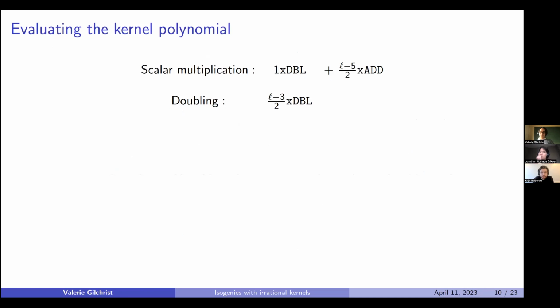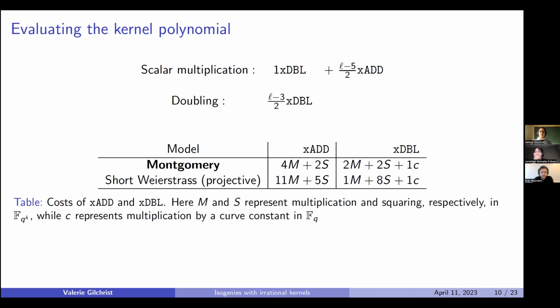And then looking at cost, exactly how much improvement we do get. You'll recall that in the standard method, where we just took the first half of the multiples of P, this cost us 1 double and (L-5)/2 adds. And in our doubling method, it was (L-3)/2 x-doubles. So first looking at the cost of an x-add versus an x-double, and focusing on the Montgomery model, an x-add costs 4 multiplies and 2 squarings, whereas an x-double costs 2 multiplies, 2 squarings, and a curve operation.